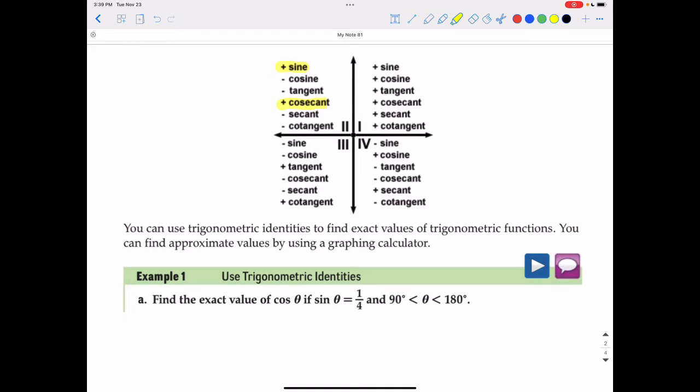So in quadrant 2, the positive values are sine and cosecant. And the reason sine and cosecant are positive in that quadrant is because remember that sine and cosecant both involve the opposite side, and the opposite side would be positive, and the adjacent side is a negative. So sine being opposite over hypotenuse and cosecant being hypotenuse over opposite would be positive over a positive, which would give you a positive. The other ones, cosine, tangent, secant, and cotangent, involve one negative value and one positive value, so those values will always be negative.